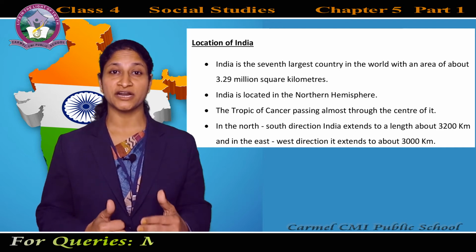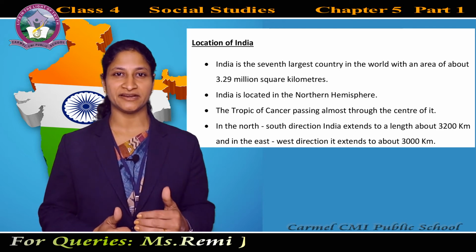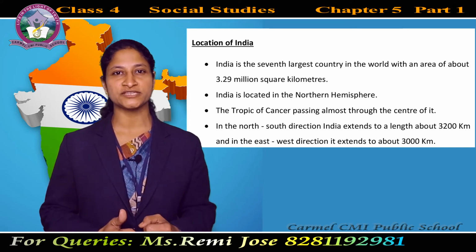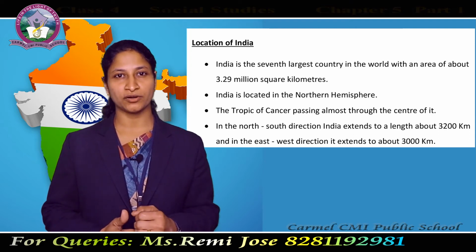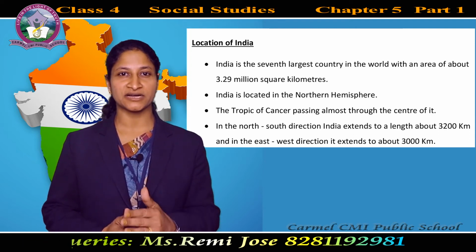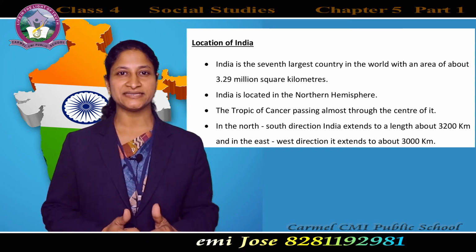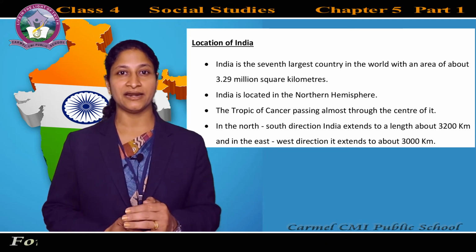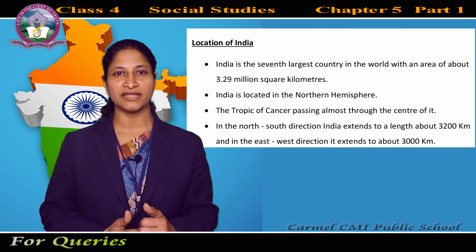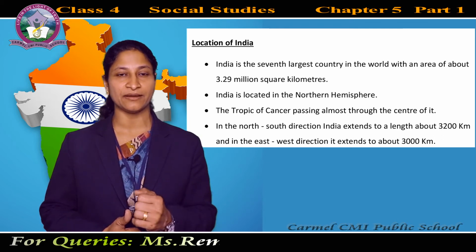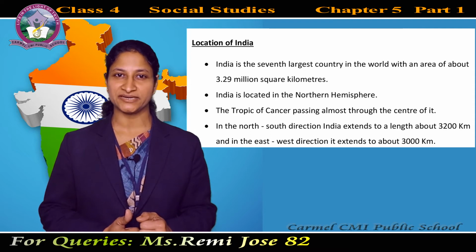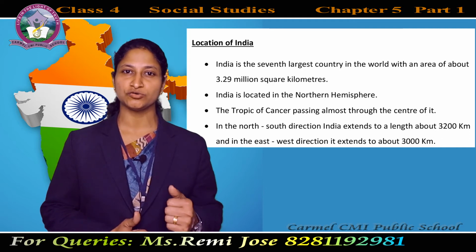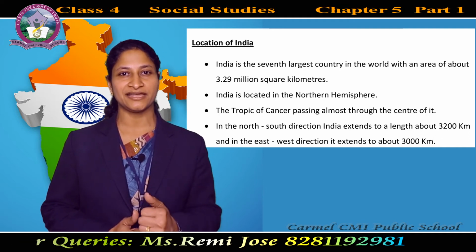The length of our country from north to south direction is about 3,200 kilometers. What is the opposite of length? Breadth or width. The width of our country from east to west is about 3,000 kilometers. Children, the distance of our country from Kashmir to Kanyakumari is about 3,200 kilometers, while the distance from Arunachal Pradesh to Gujarat is about 3,000 kilometers.